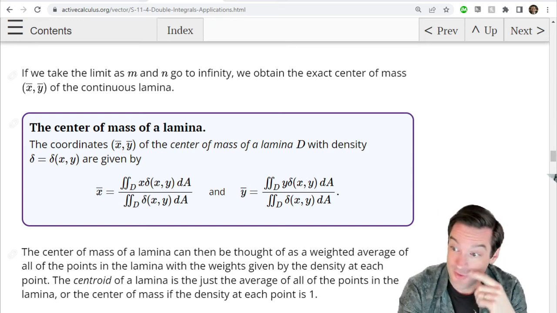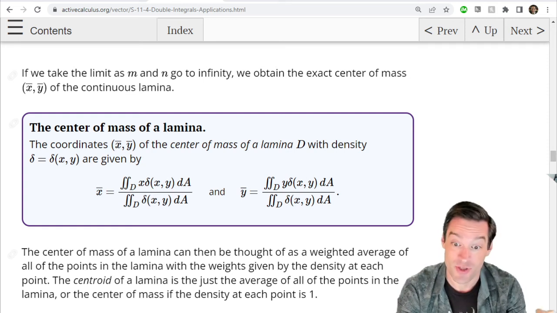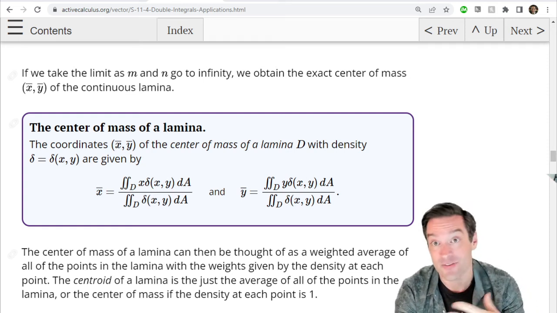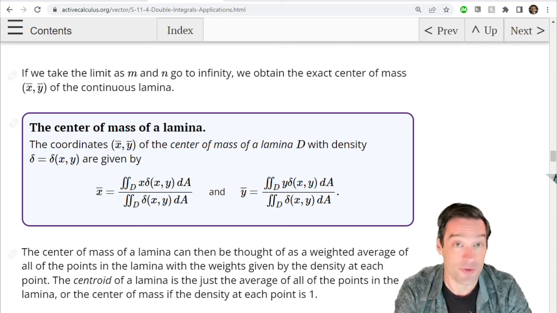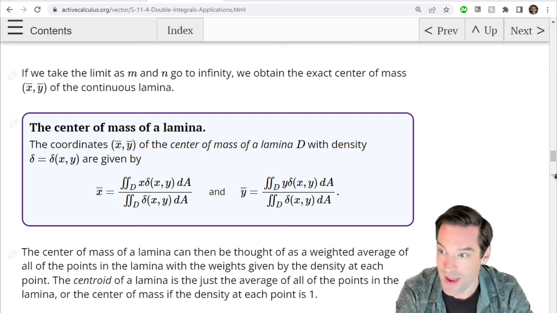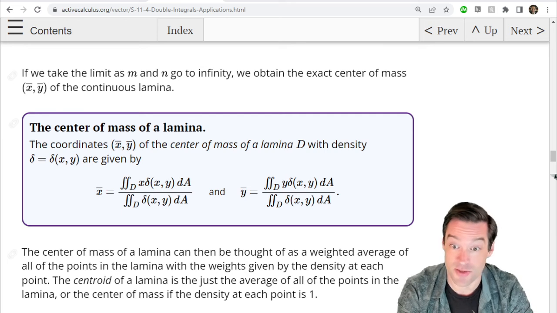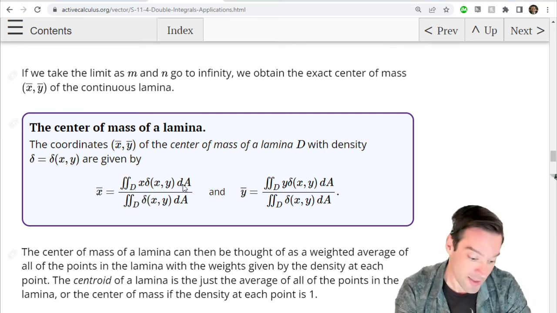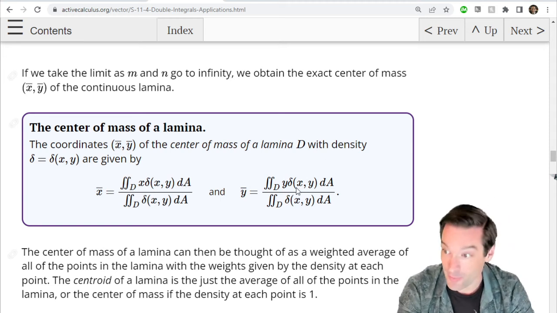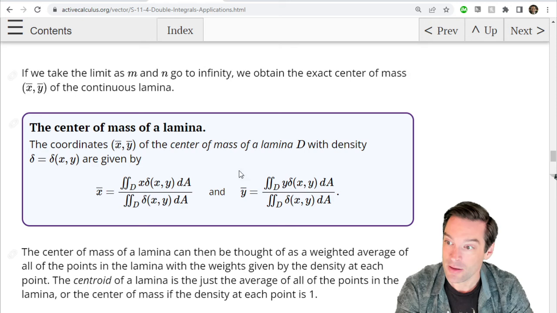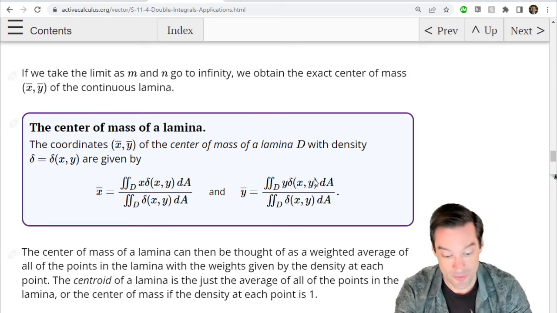For the y coordinate of the center of mass, we multiply the density function by y, integrate that, and divide that by the total mass. And so we end up needing to do a total of 3 integrals to find the center of mass of a lamina. We need the total mass, which is the denominator in both of these. And then we also need to do that integral again, but multiply that density function by an x, and again multiplying that density function by a y. That gives us the numerators of these centers of mass.